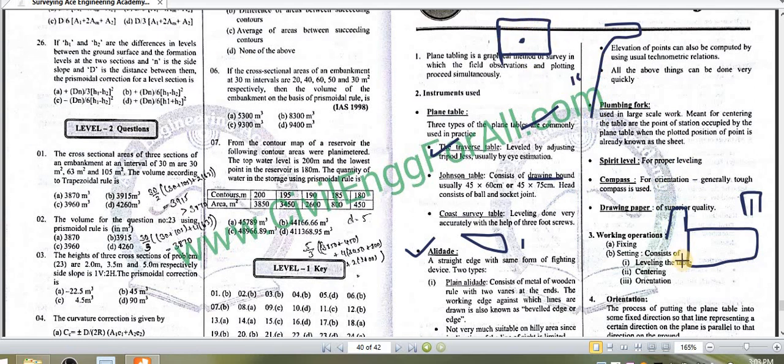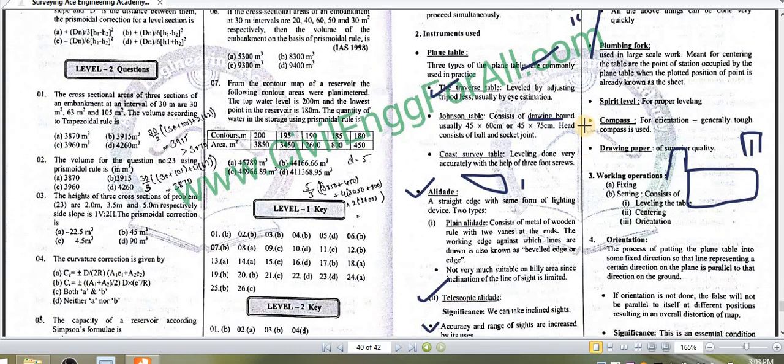Okay, now another instrument which is required is your drawing paper, because whatever you are performing, you will have to plot it on a sheet. For that you require your drawing paper. Okay, after that, how does plane table surveying work? The working operation behind plane table surveying is what? First of all, you will have to fix your plane table to the tripod stand. Then the leveling of the plane table is done with the help of your spirit level or with the help of eye judgment. Then centering is done with the help of the plumbing fork. Then orientation is done with the help of your trough compass. So this is how you use these different instruments or accessories in plane table surveying.